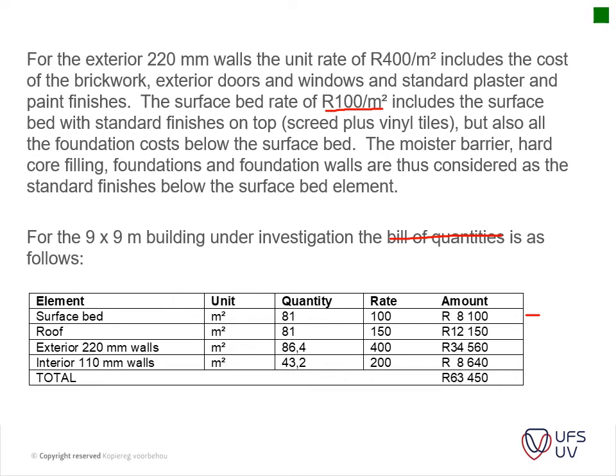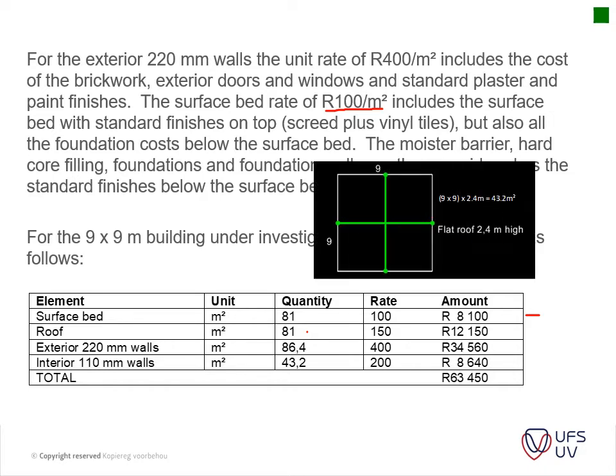Then we move to our roof, so we calculate that. It's also 9x9, so we get our 81 square meters, and we've got a rate of 150 Rand per square meter for that, and thus we times that out to get to our 12,150. Our exterior walls, we calculate the square meter of that.